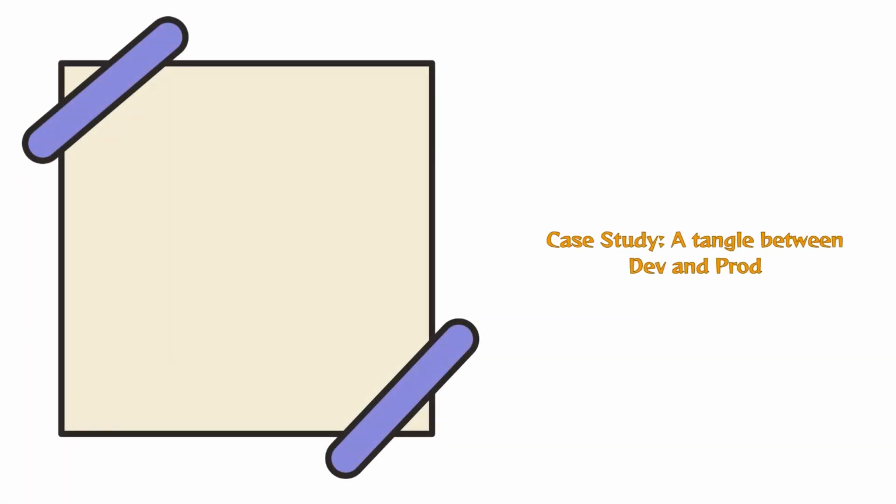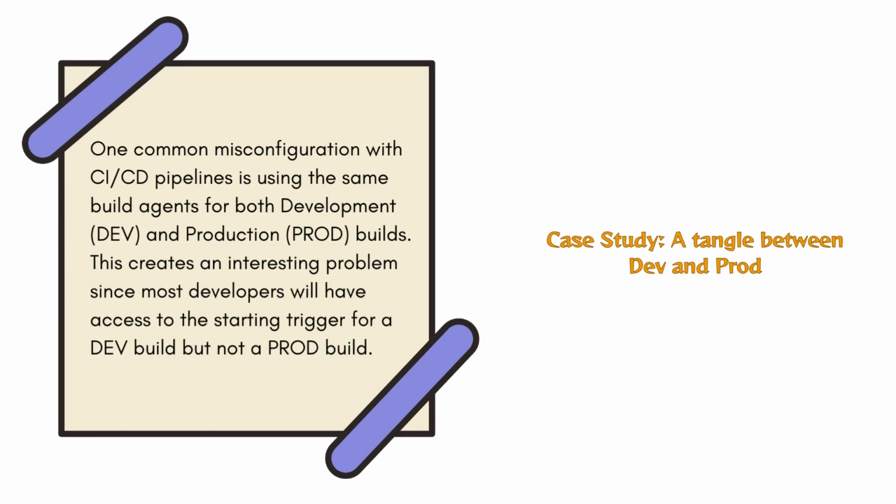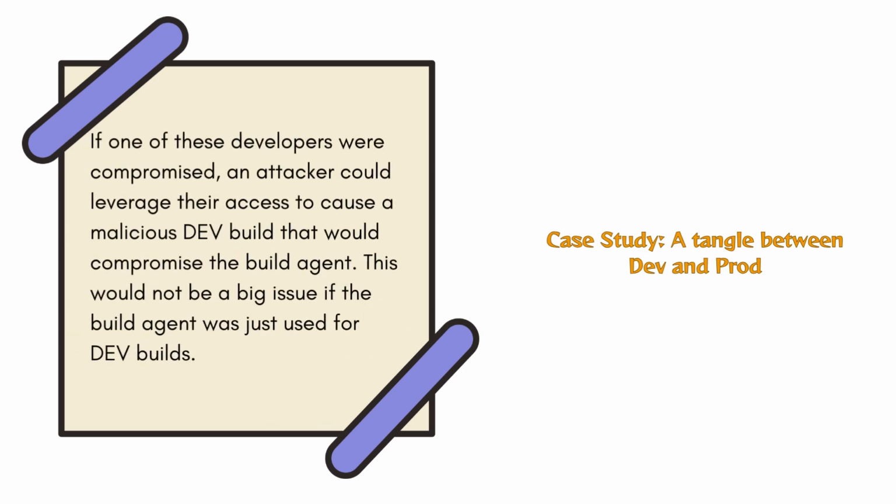Case study: a tangle between dev and prod. One common misconfiguration with CI/CD pipelines is using the same build agents for both development and production builds. This creates an interesting problem since most developers will have access to the starting trigger for a dev build but not a prod build. If one of these developers were compromised, an attacker could leverage their access to cause a malicious dev build that would compromise the build agent.